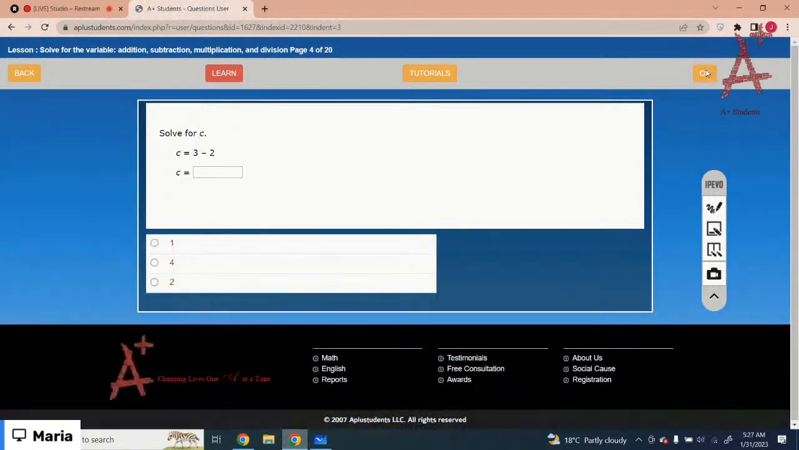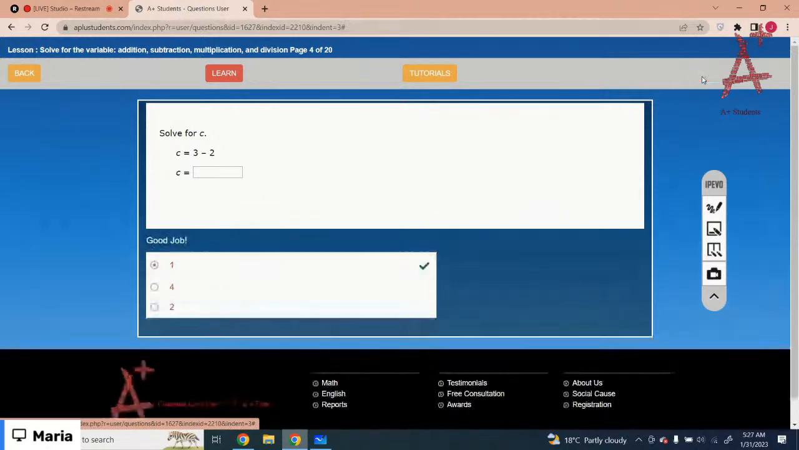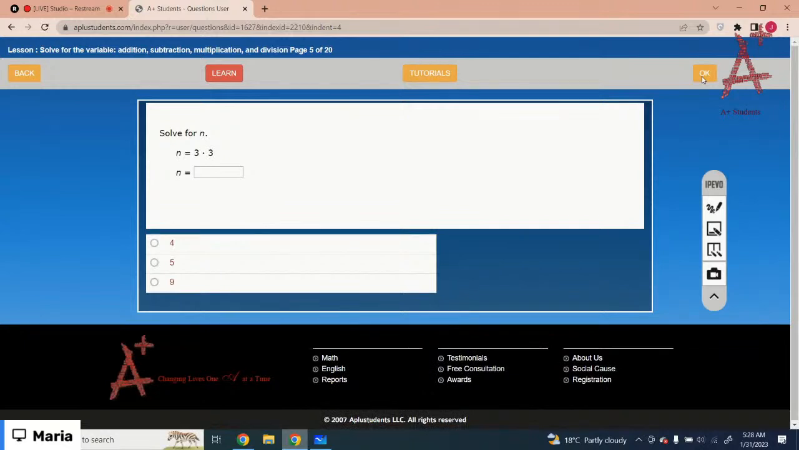Okay, the next one is C equals 3 take away 2. So 3 take away 2 is 1. Okay, the next one is n equals 3 times 3. So 3 times 3 is 9. The correct option is 9.